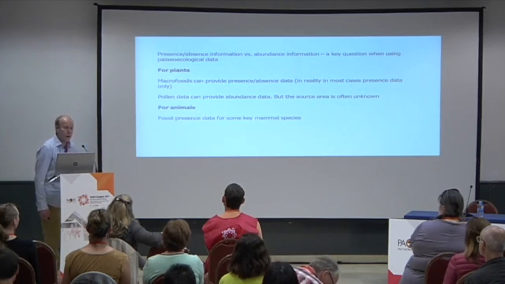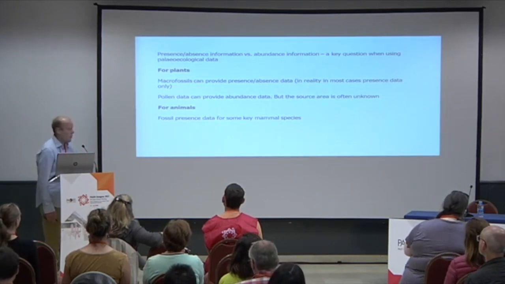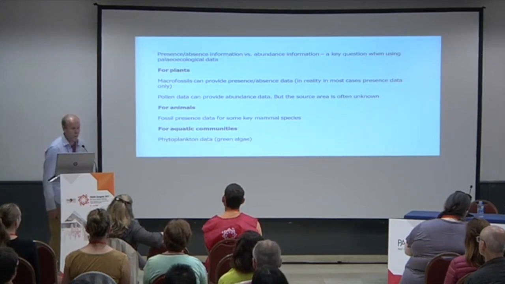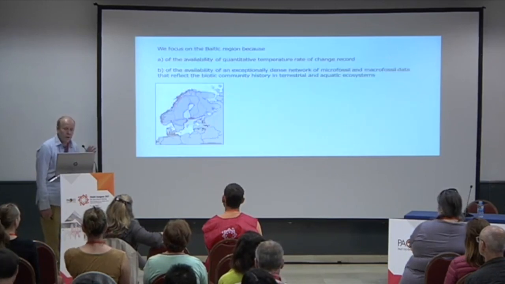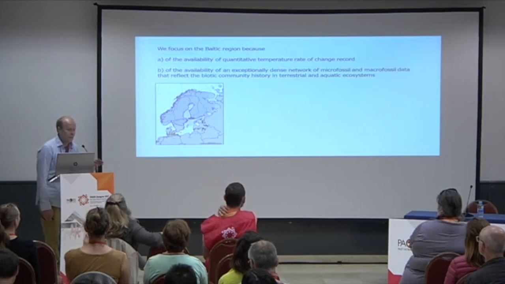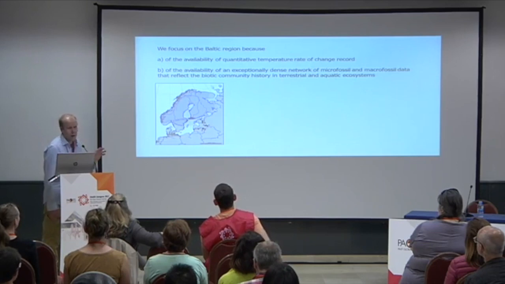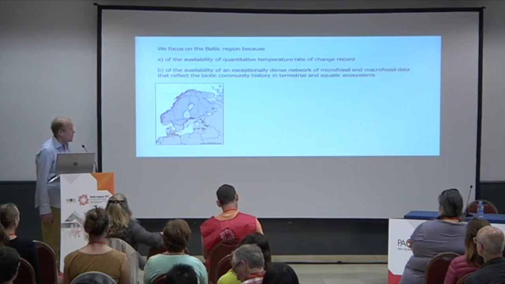Also, there are very interesting animal fossil records, for example, mammoths. So there are some bone-based mammoth records available. And also, there would be records for aquatic ecosystems based on aquatic microfossils. I have no time to discuss aquatic communities in this presentation, unfortunately. And we have to focus on one region, because any region we want to study this way needs to have a record of pollen, macrofossil, and other data. So there must be a fairly dense network of records.